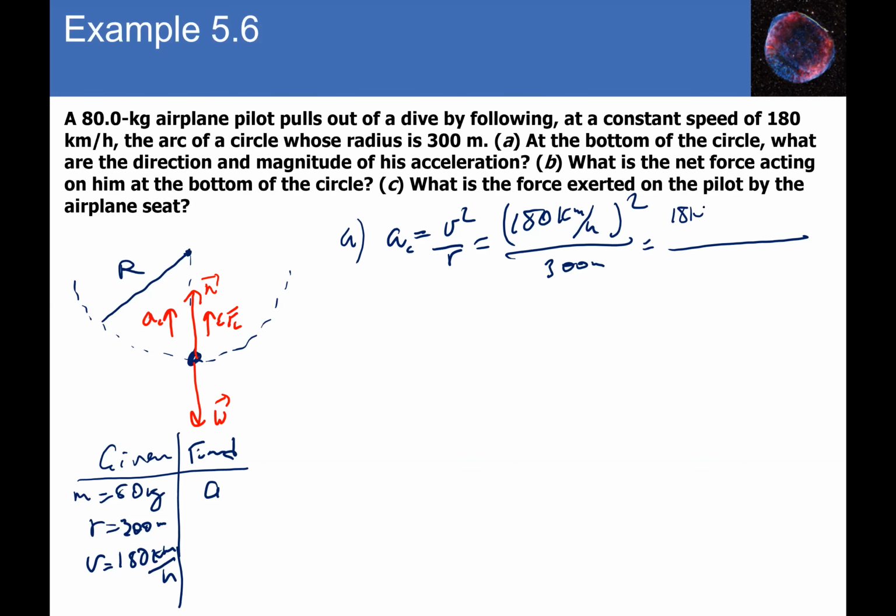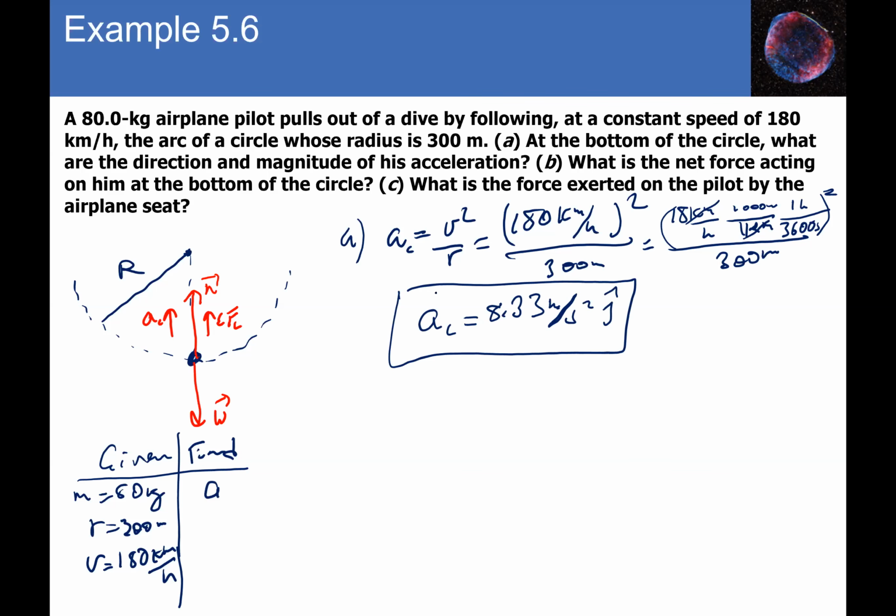So 180 kilometers per hour, where 1 kilometer is 1,000 meters. So then we can cancel kilometers like this. And then 1 hour here we have 3,600 seconds. And this whole thing squared divided by 300 meters. Then we get centripetal acceleration as 8.33 meters per second squared. And the direction has to be, remember, toward the center. So in a J-hat direction, let's say in this case. Just put it like that.